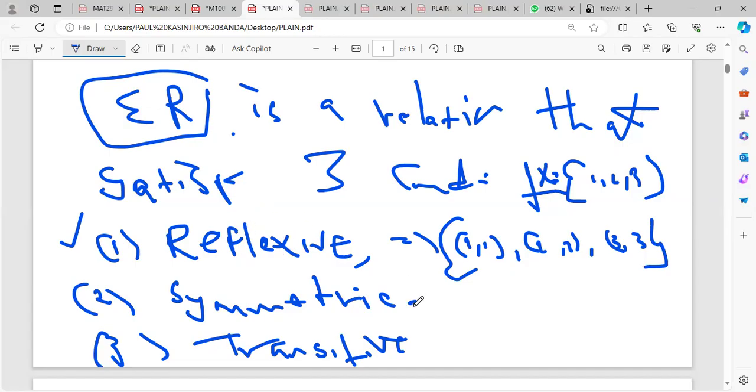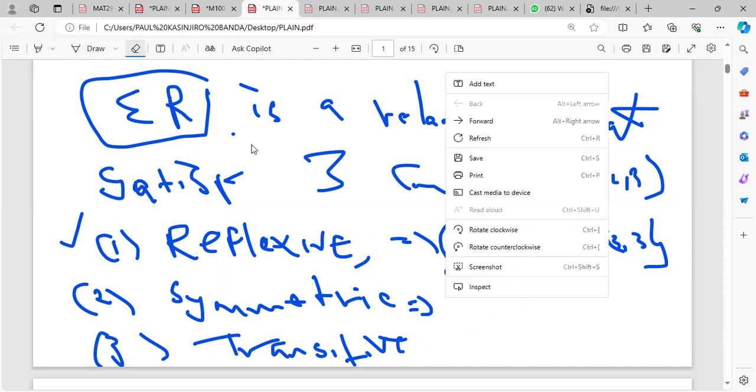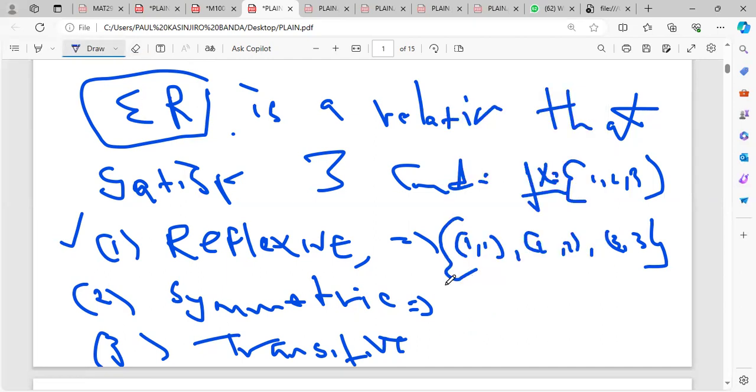And then what does symmetric mean? It simply means that if 1 is related to 2, then 2 should be related to 1. So if I have a set there where I have (1,2), then in this same set I should have (2,1). So this is symmetric: 1 is related to 2, 2 is related to 1.